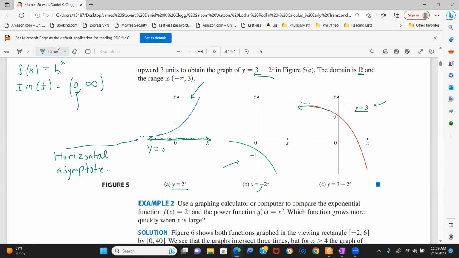And when you do that, you have to shift the x-axis up and reflect it. And so what that means in this case is that the range is going to be negative infinity up to 3. The image for this function is just going to be negative infinity to 0, but then you have to shift everything up 3 units. So that's why the image goes from negative infinity to 0 to negative infinity to 3.